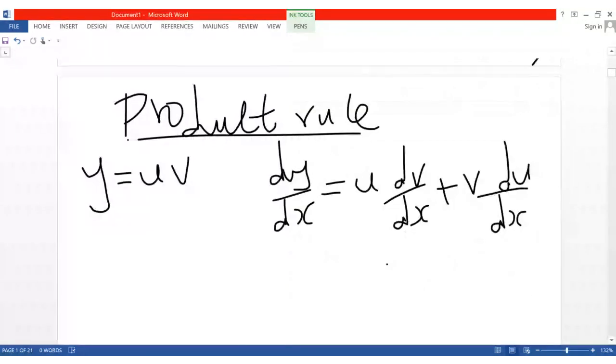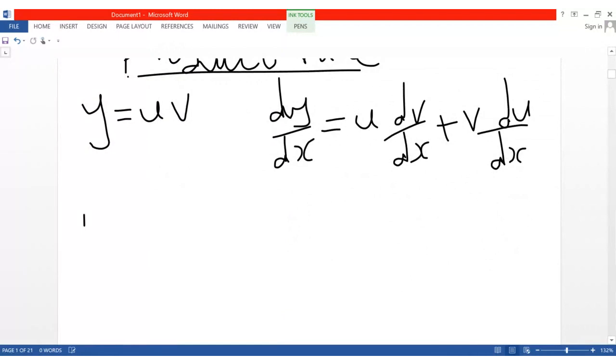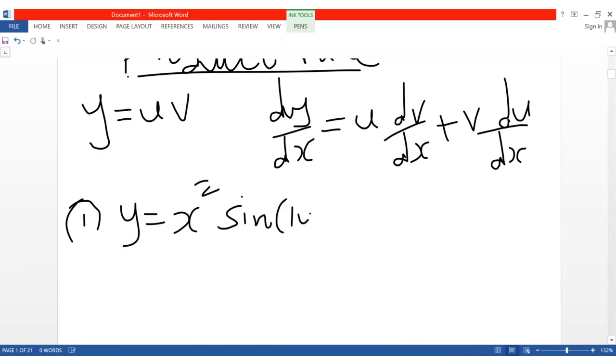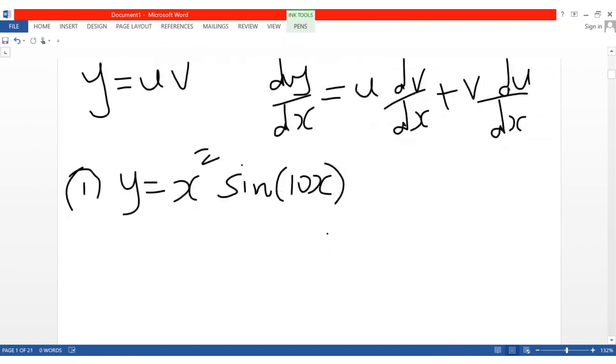So we can do example 1. y is equal to x squared sine 10x. We do this one. So you can be able to see we have a product of two functions. One is trigonometric and the other one is algebraic. So I'll call the first one u, and the other one I'll call it v, sine 10x.